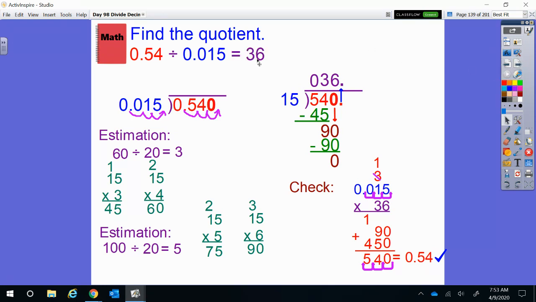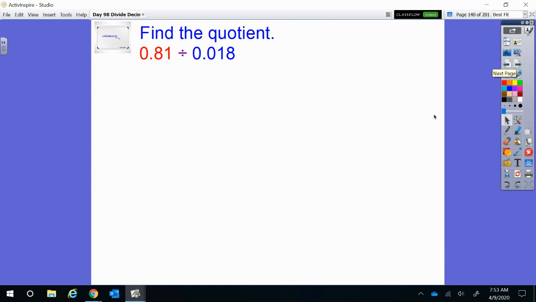So the answer is 36. Drop that 0, and the answer is 36. Find the quotient. Pause.